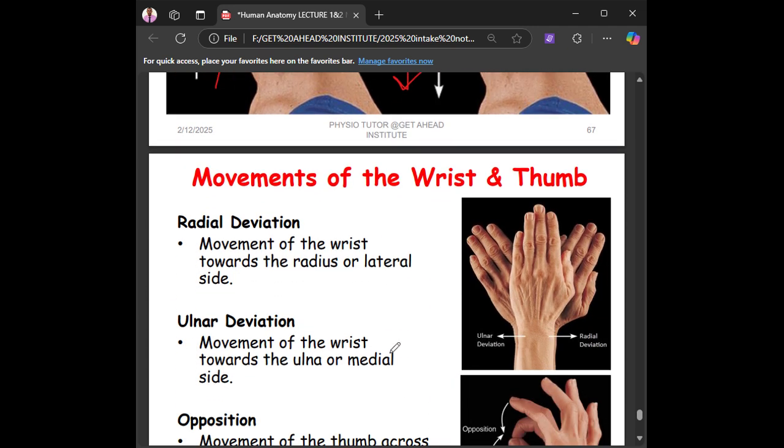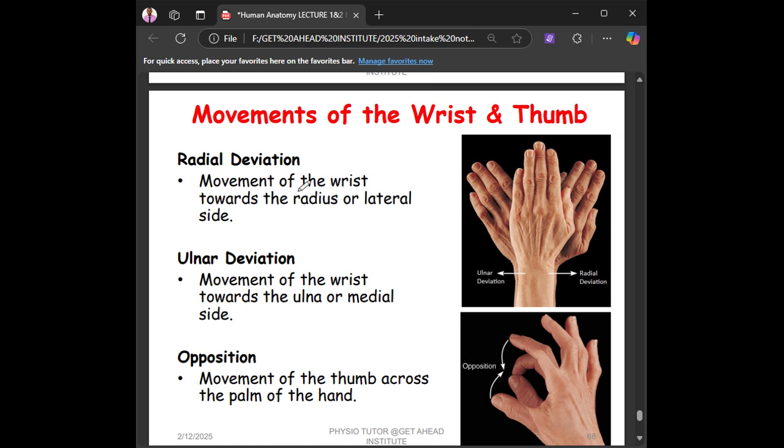Now, when we consider movements of the wrist, we have what we call radial deviation. Radial deviation is the movement of the wrist towards the radius or the lateral side. Remember the anatomical position, don't forget. So radial deviation has to do with you moving the wrist towards the lateral side.